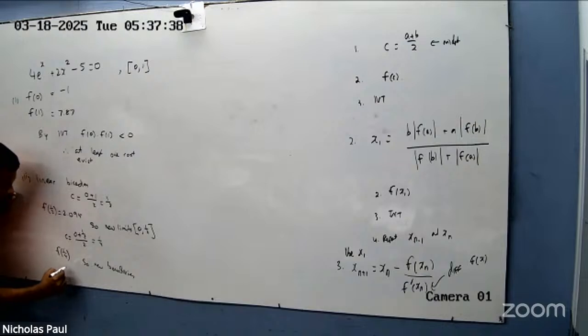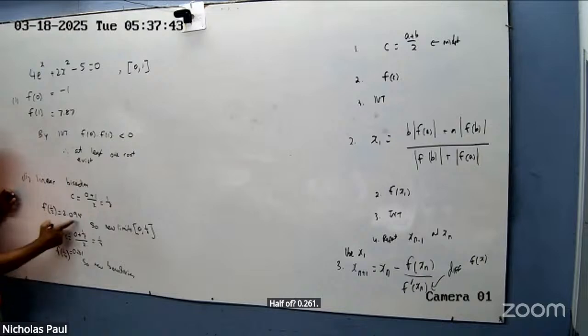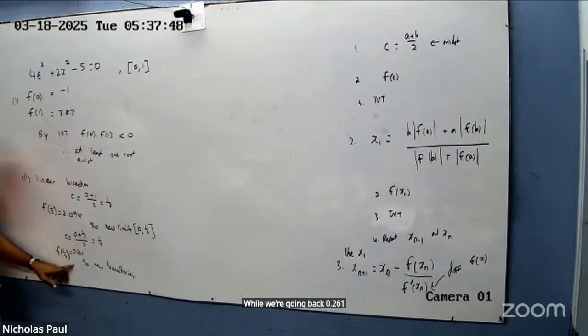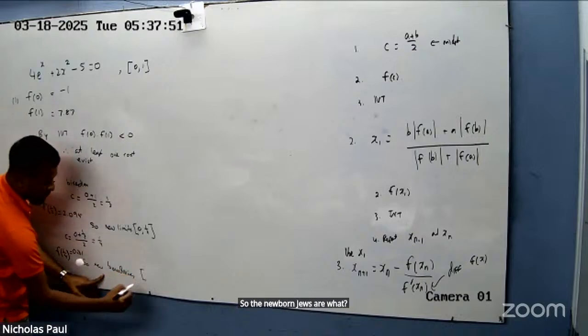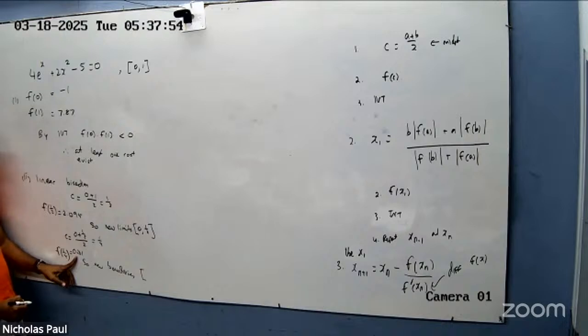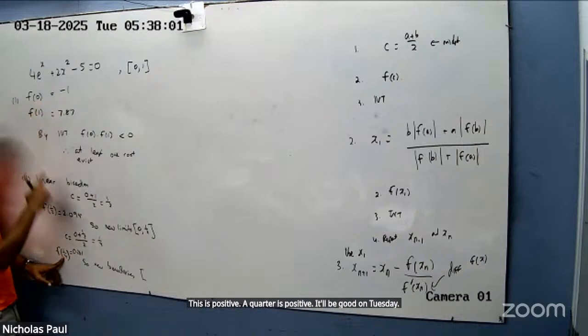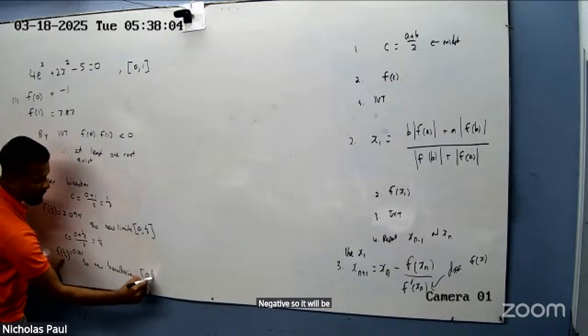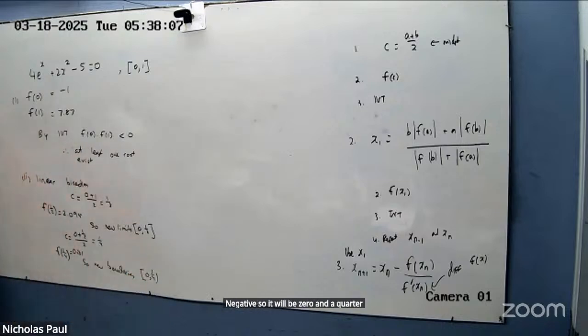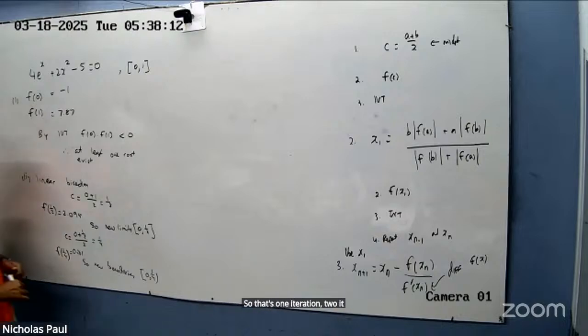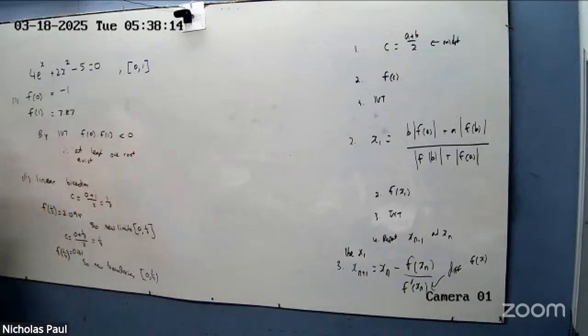f of a quarter is 0.261. Okay, nice. So the new boundaries are what? A quarter is positive, so we're going to choose the negative. So it will be 0 and a quarter. That's okay? So that's one iteration, two iterations, two more.